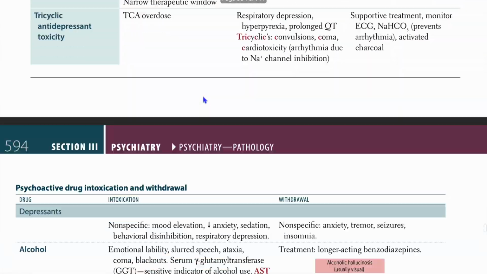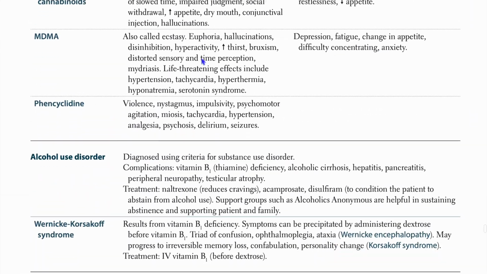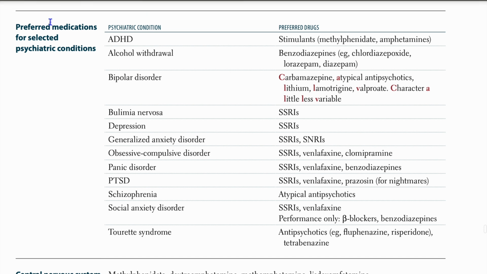Right, this thing. So preferred medications for selected psychiatric conditions. For ADHD, we give stimulants, methylphenidate and amphetamine. For alcohol withdrawal, we give benzos, right? So benzodiazepines, for example chlordiazepoxide, lorazepam, diazepam. For bipolar disorder, we give valproate, lamotrigine, lithium, antipsychotics, atypical antipsychotics, and carbamazepine.